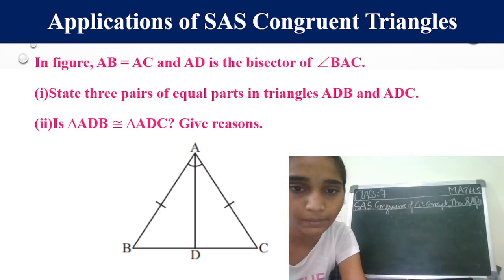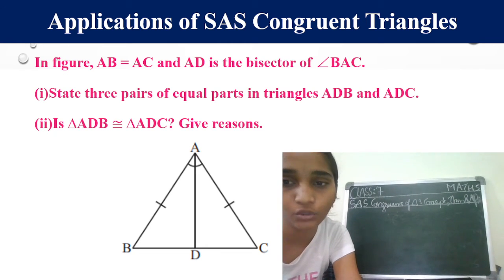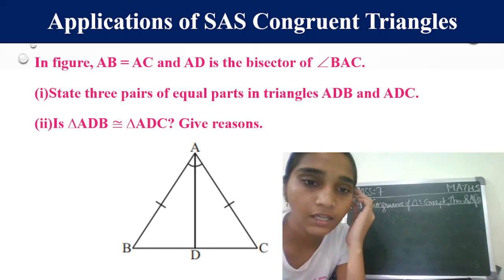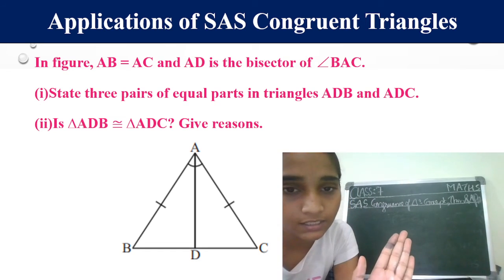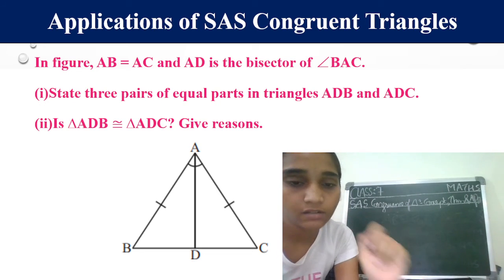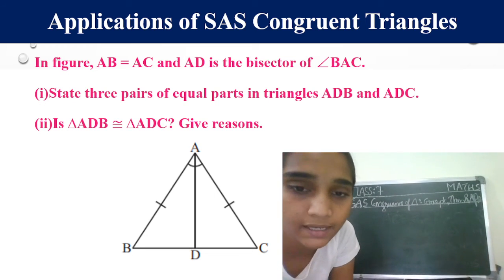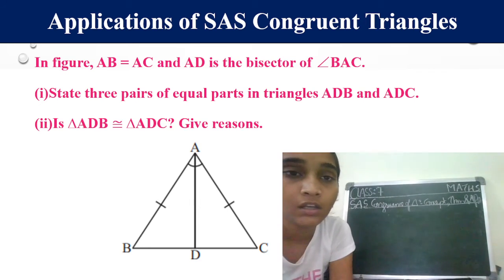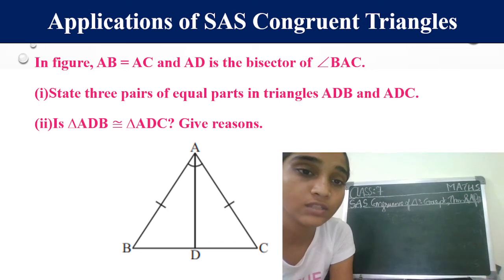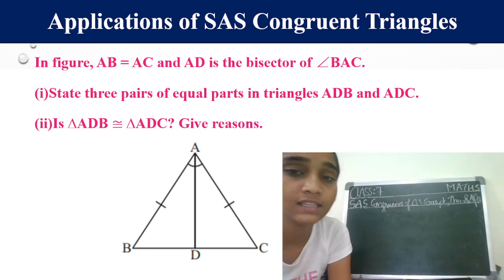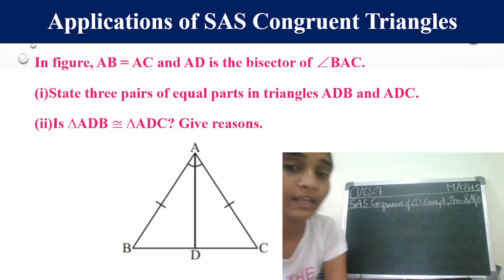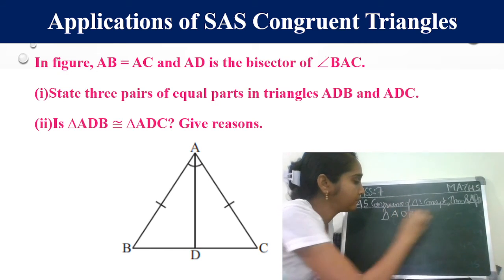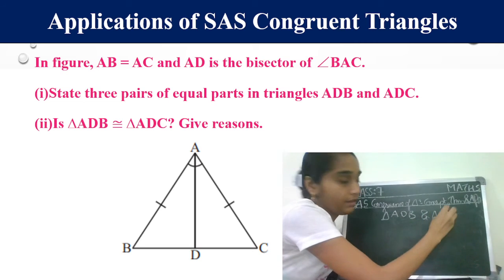Let me zoom out a bit so that you can see the calculations more clearly on the board. So students, in the figure, they are saying that AB is equal to AC and AD is the bisector. And we already know what a bisector is, right? It bisects an angle into two equal angles. So they are asking us to state the three pairs of equal parts in these triangles ADB and ADC. So you can write triangle ADB and ADC.